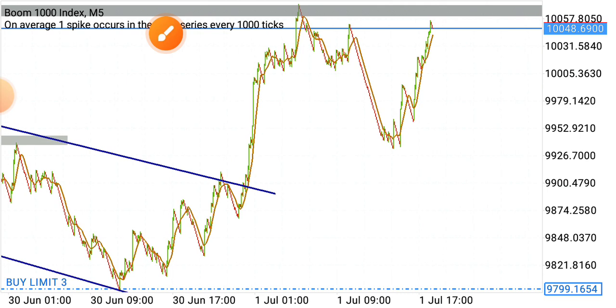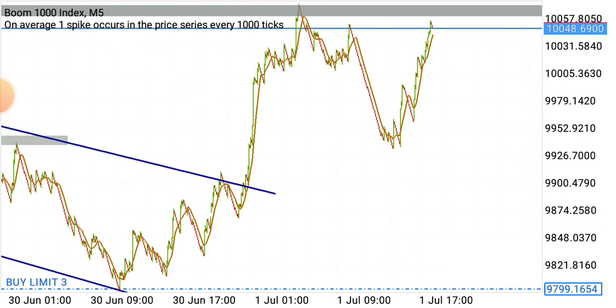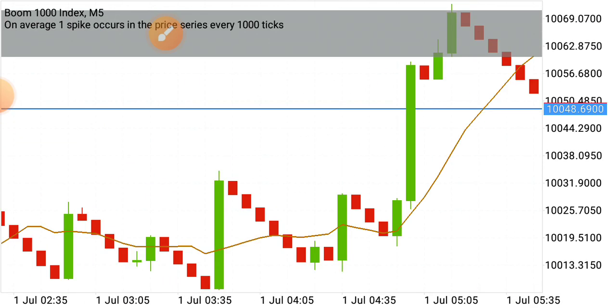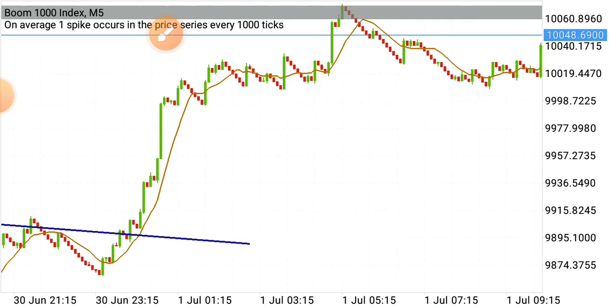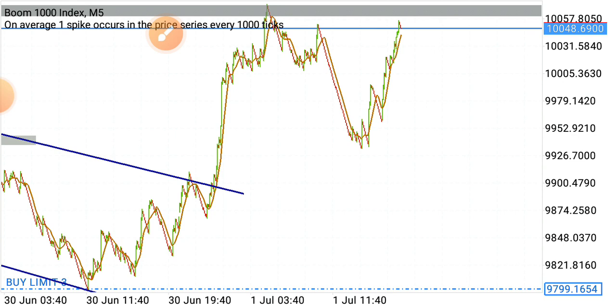Specifically, I use the 5-minute time frame. As you can see right here, this is the 5-minute time frame. And also I have to zoom out of the market completely. As you can see, I've completely zoomed out of the market. Now after zooming out completely, you should be able to identify some patterns.